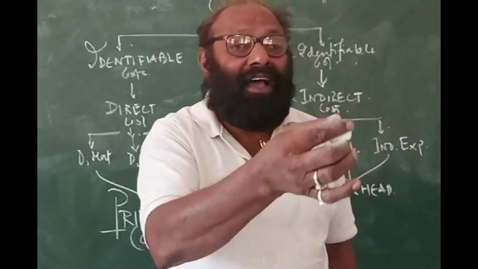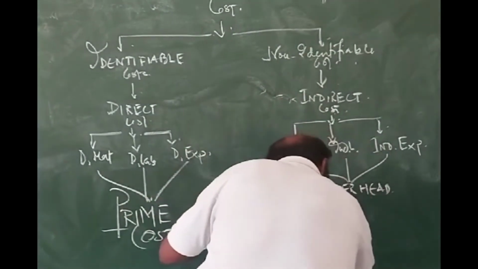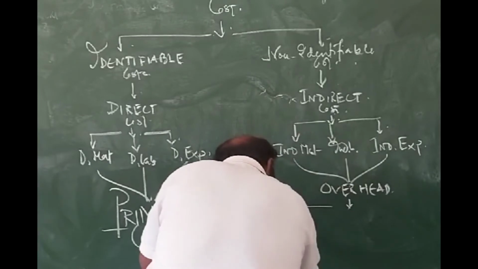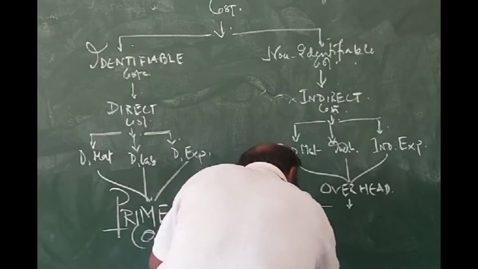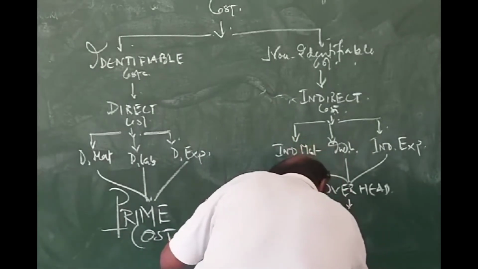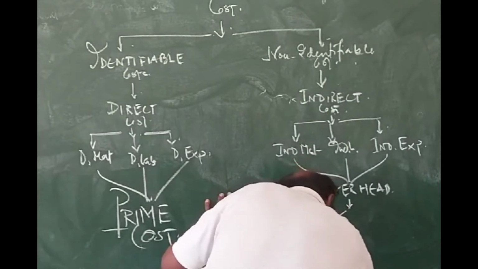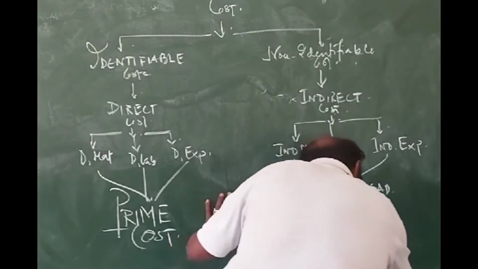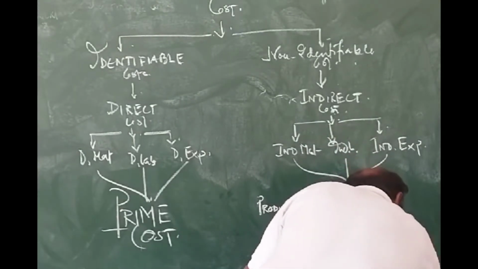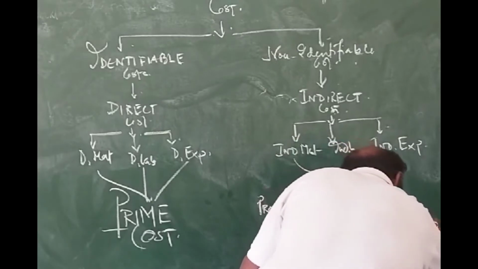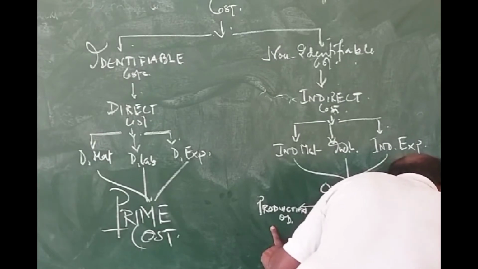are segregated as per the area of function. Number one, production overhead. Okay, administrative overhead. Selling overhead. Distribution overhead.